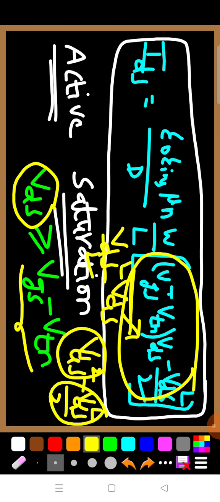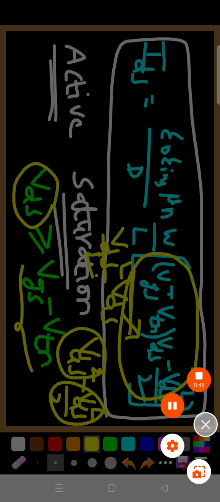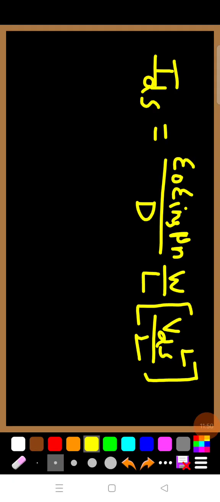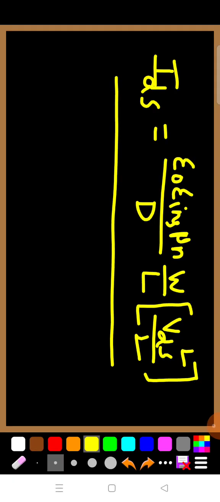This is the saturation region derivation. Is it clear? This is the relationship between Ids versus VDS. In which region, guys?